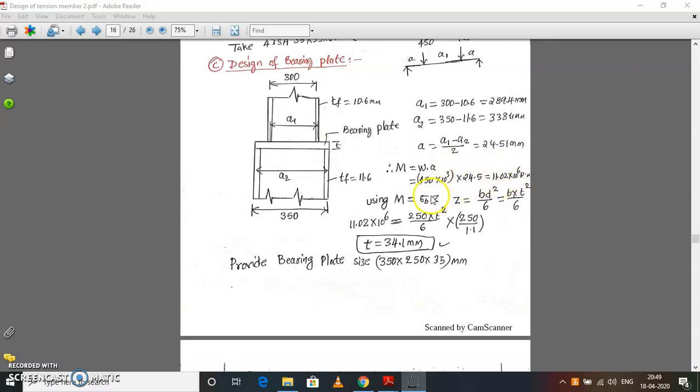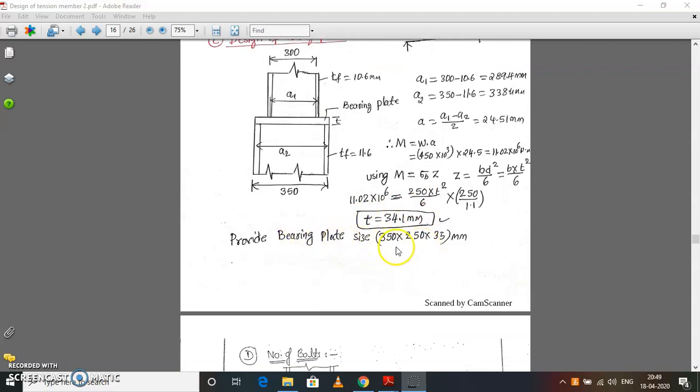So using the bending formula, M is equal to sigma B into Z. Z is equal to BD square by 6. Instead of D, we consider T here, so B T square divided by 6. So now M equal to sigma B into Z. M is 11.02 into 10 power 6 equal to sigma B, 250 divided by 1.1, into Z. Z equal to B T square by 6, so B is 250 into T square divided by 6. So T works out to be 34.1 millimeter. So provide bearing plate of 350 by 250 by 35 millimeter.